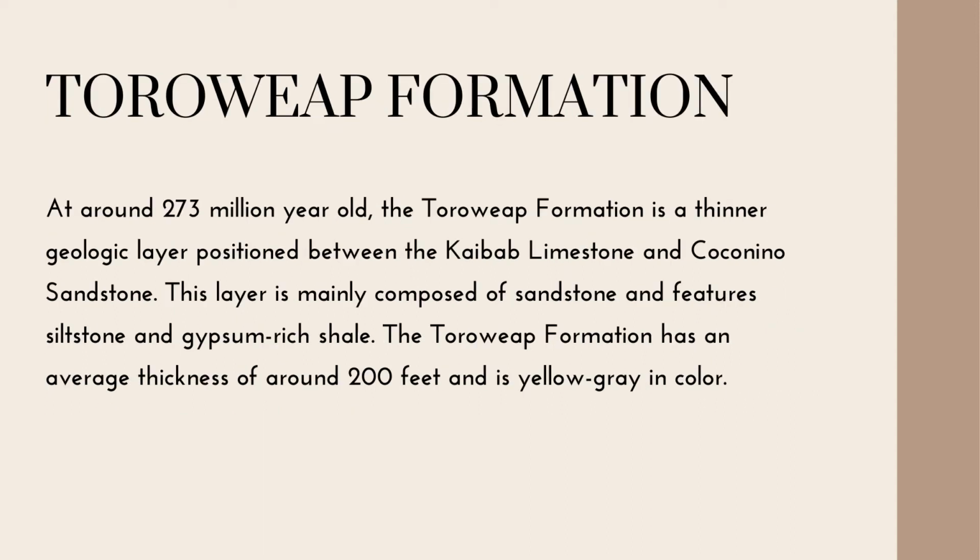The Toroidal Formation. At around 273 million years old, the Toroidal Formation is a relatively thin geologic layer positioned between the Kaibab Limestone and Coconino Sandstone. This layer is mainly composed of sandstone, siltstone, and gypsum-rich shale. Overall, the Toroidal Formation has an average thickness of 200 feet and is yellow-gray in color.